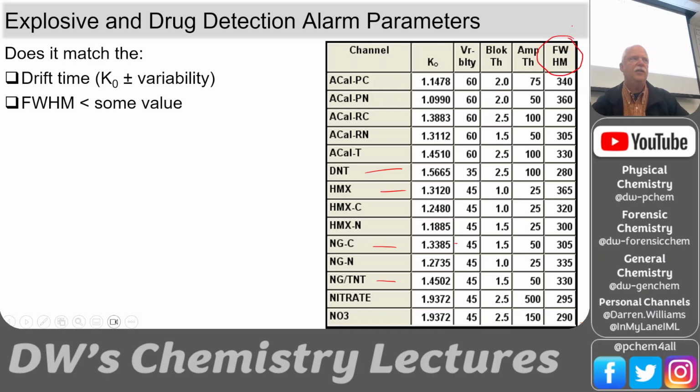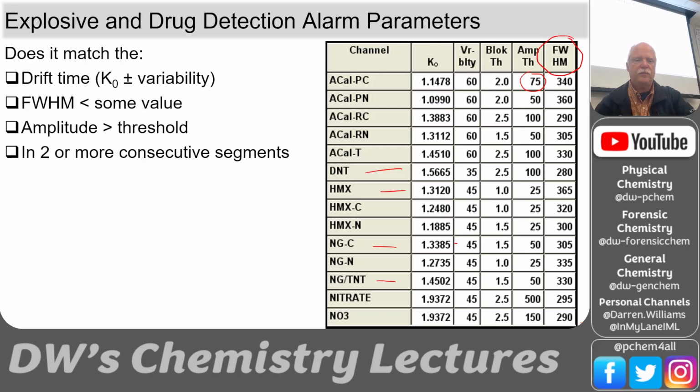And that's important because you don't want to have a big blob come through and hit the drift time, but its peak is too fat. If its peak is too fat, then you can't say it's that explosive. Then you have an amplitude. It's got to be above a threshold, above 75 for you to say you've captured that particular explosive.